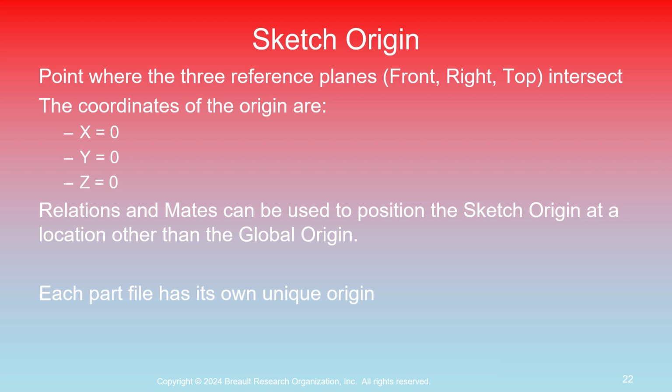The sketch origin is self-explanatory, as it is the origin, or intersection point, of the X, Y, and Z planes. You can use the origin as a reference point when defining relations or mates.